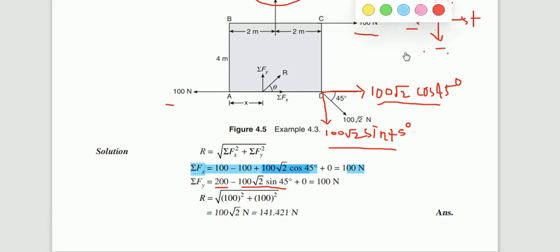Then the resultant R is equal to the square root of summation of Fx square plus summation of Fy square. You will obtain the resultant. So there is no change: by considering the horizontal and vertical forces, you need to find out the resultant.